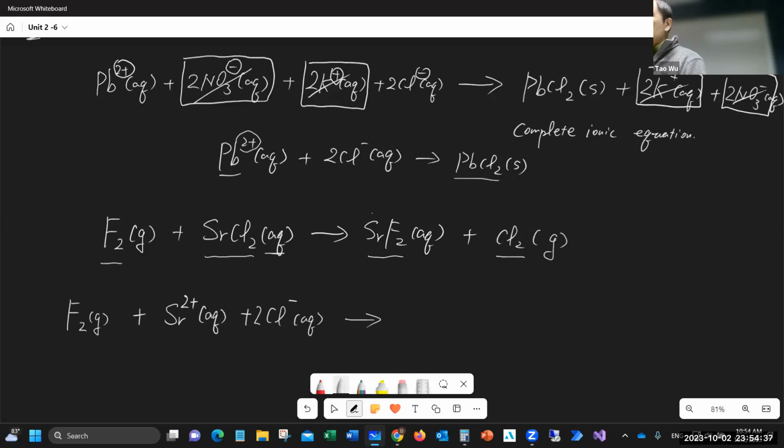And then the strontium ions, plus 2 of the fluoride ion, plus chlorine gas. Okay, so now this is a complete ion equation. Go ahead and find what is the net ionic equation and the spectator ion. And just to let you know, chemistry symbols are very important. If you're adding or taking off some stuff, it means something completely different.